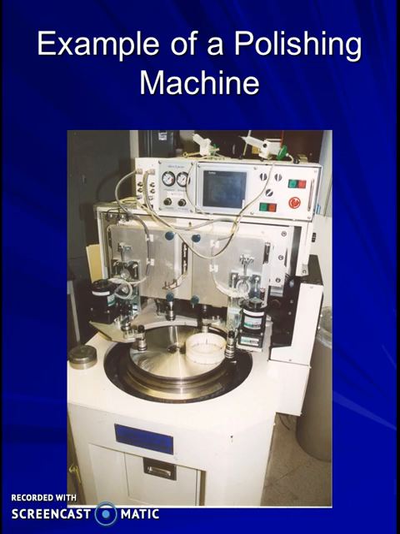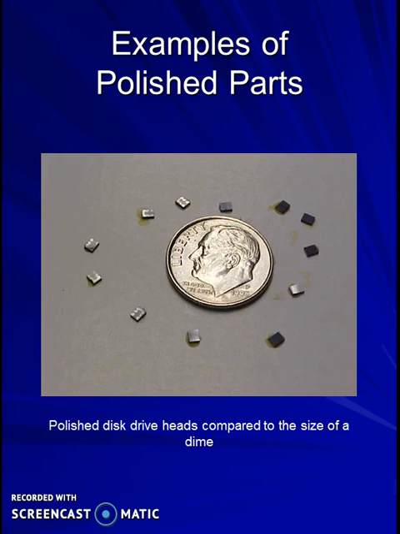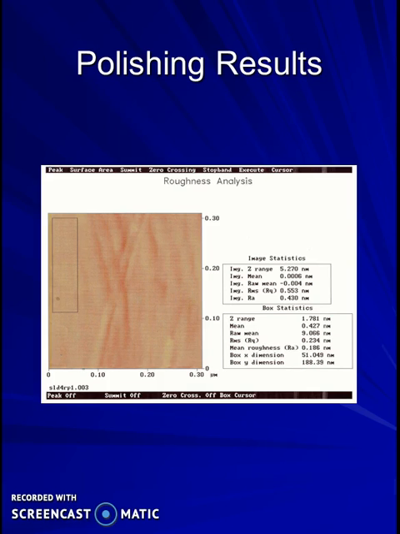Examples of this polishing machine, how it can easily remove material from the surface. Examples of polished parts: you can see some coins or disc drive heads, and how much material can be removed from the surface. Whatever extra material is not required can also be removed with the help of this. These are the results which we can get from the polishing operations.